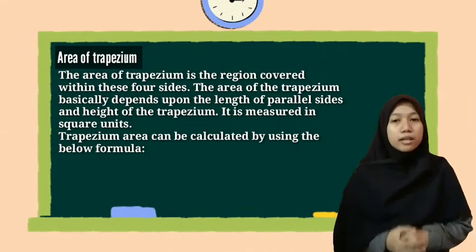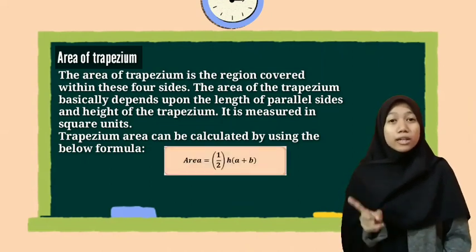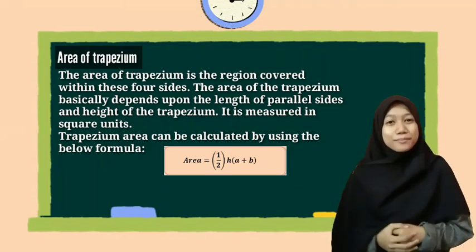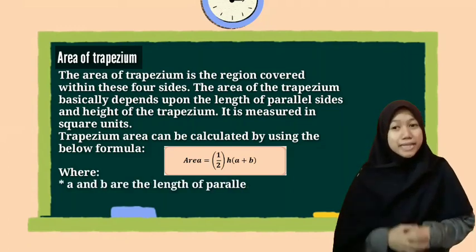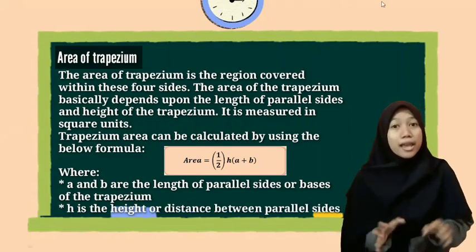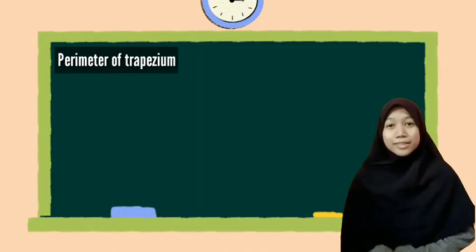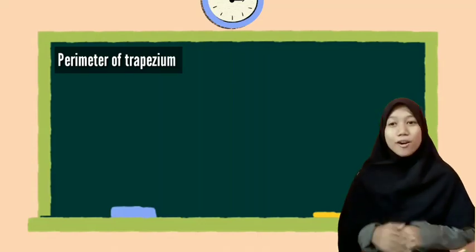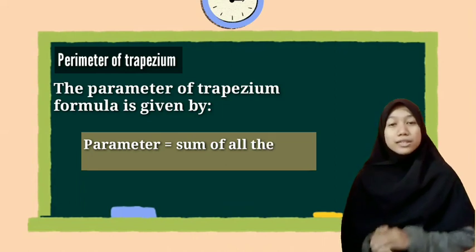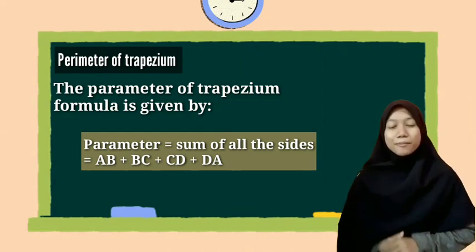Trapezium area can be calculated by using a formula: area equals 1/2 times h times (a plus b), where a and b are the lengths of the parallel sides or bases of the trapezium, and h is the height or distance between the parallel sides. Perimeter of trapezium. The perimeter of a trapezium is given by perimeter equals the sum of all the sides, equals AB plus BC plus CD plus DA.